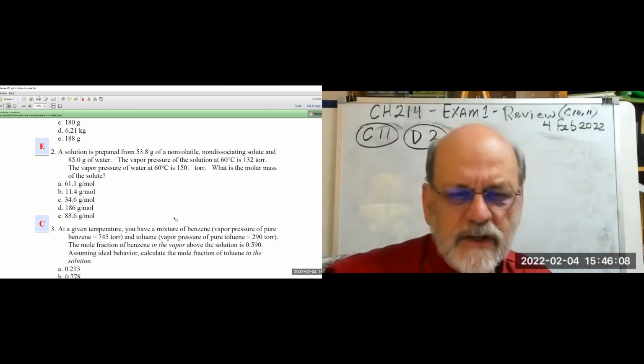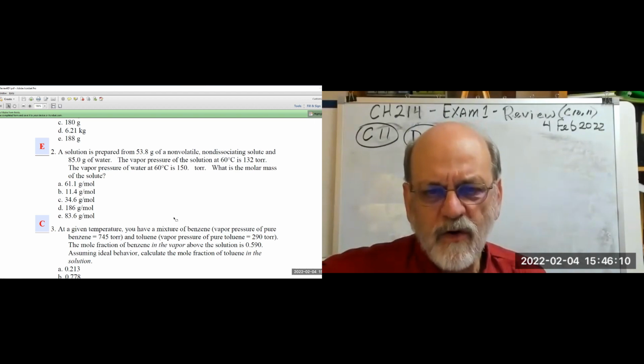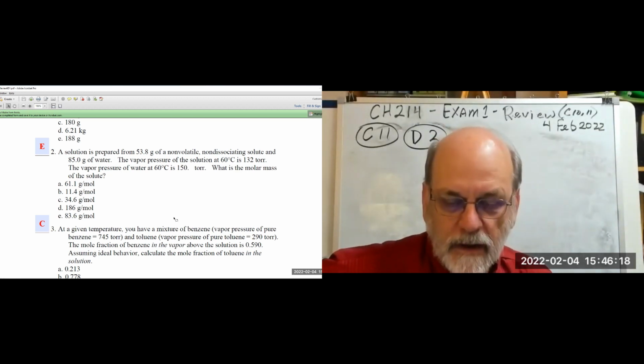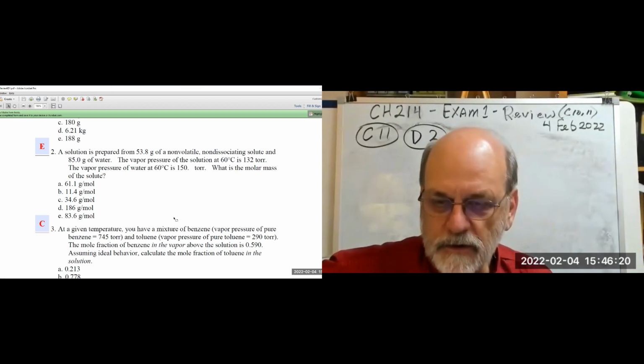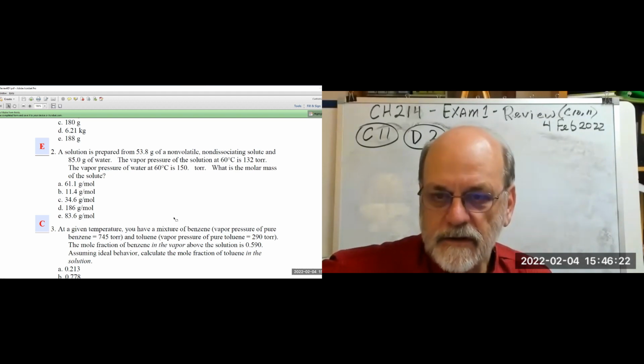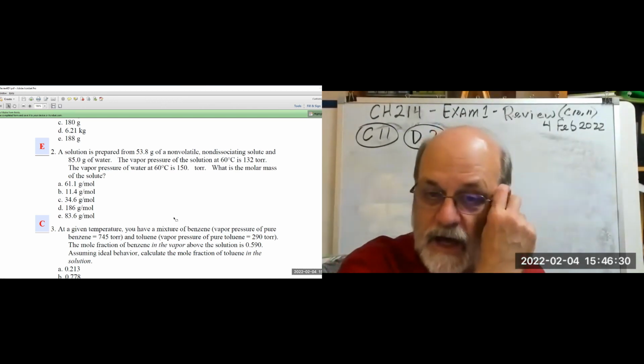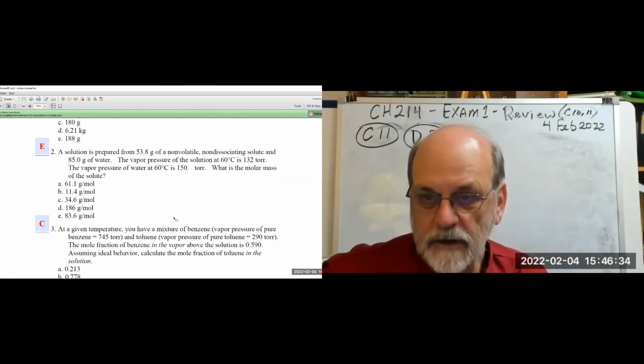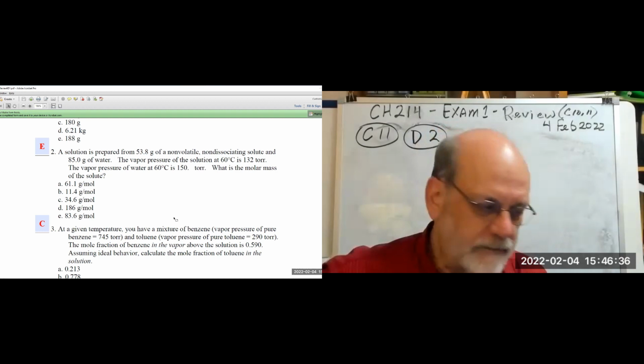A solution is prepared from 53.8 grams of a non-volatile, non-dissociating solute and 85 grams of water. The vapor pressure of the solution at 60 degrees Celsius is 132 torr. The vapor pressure of water, the pure solvent, is 150 torr. What's the molar mass of the solute?